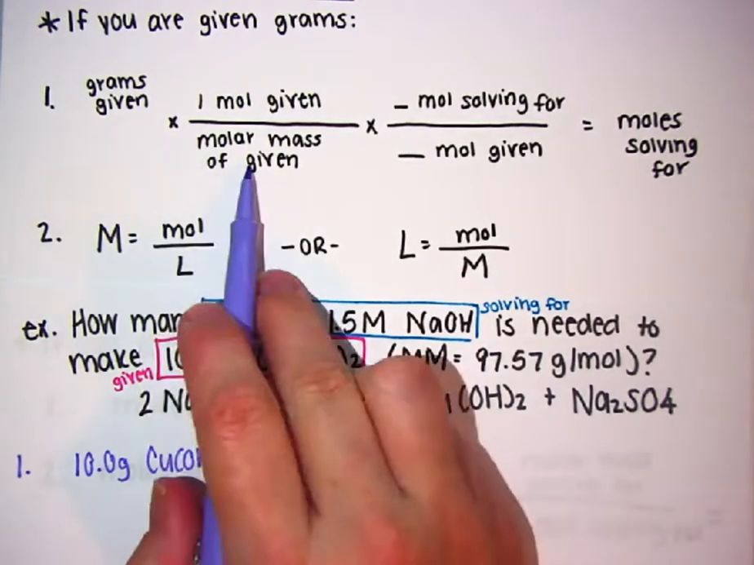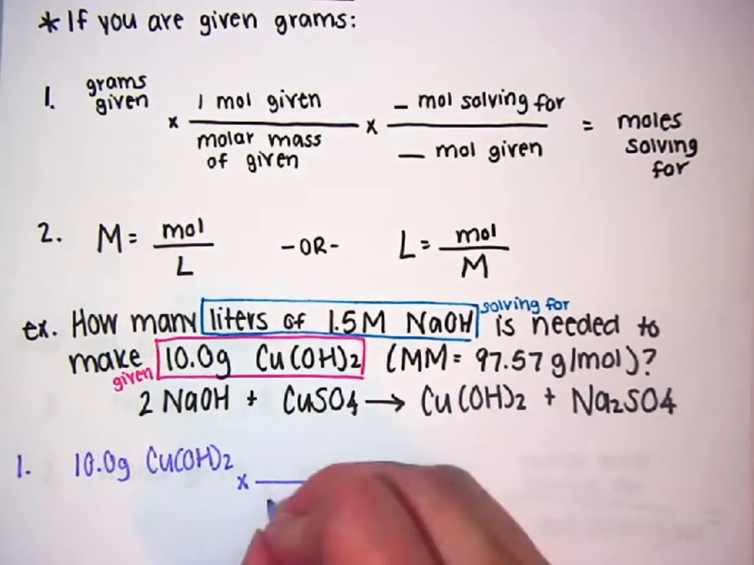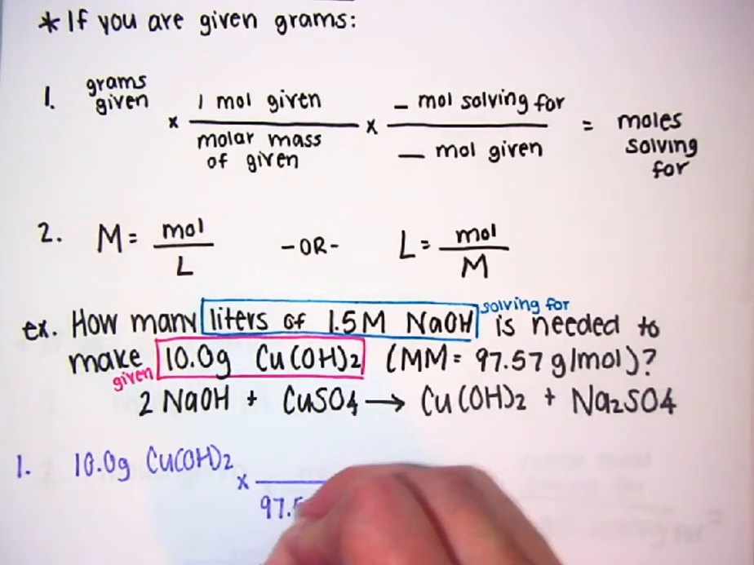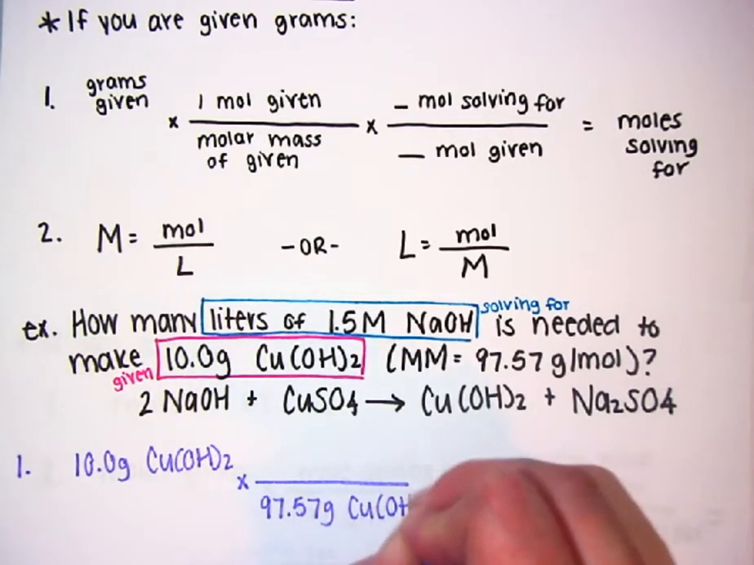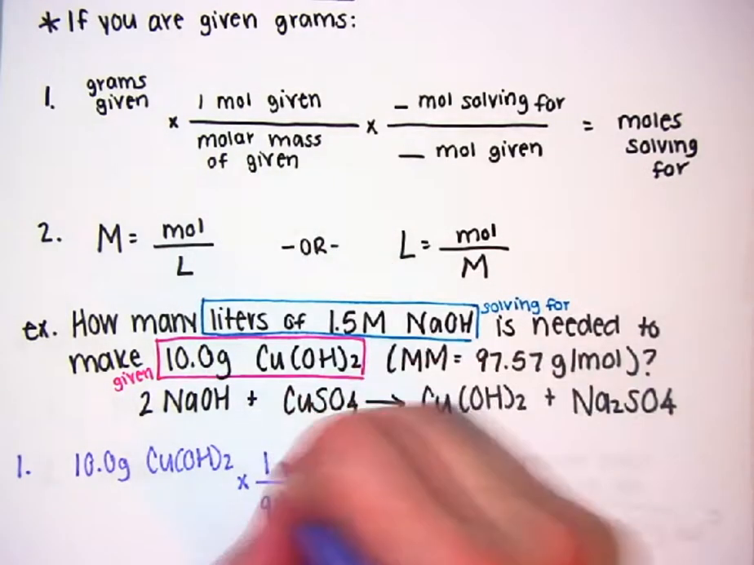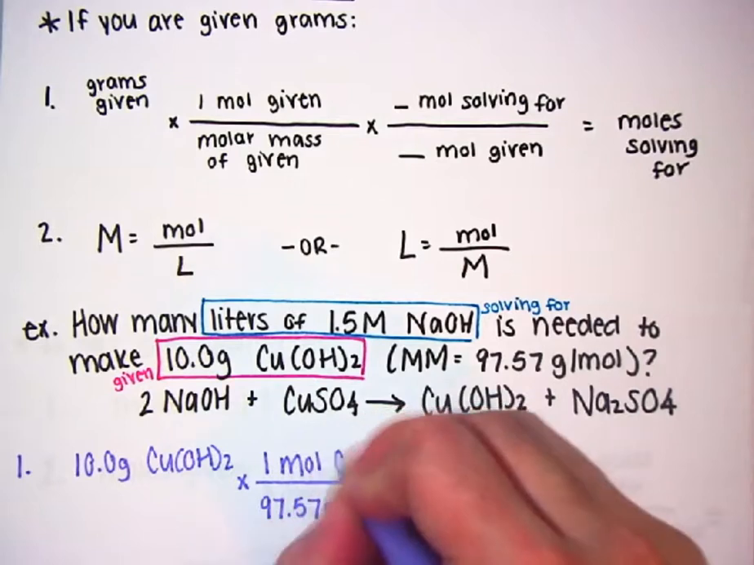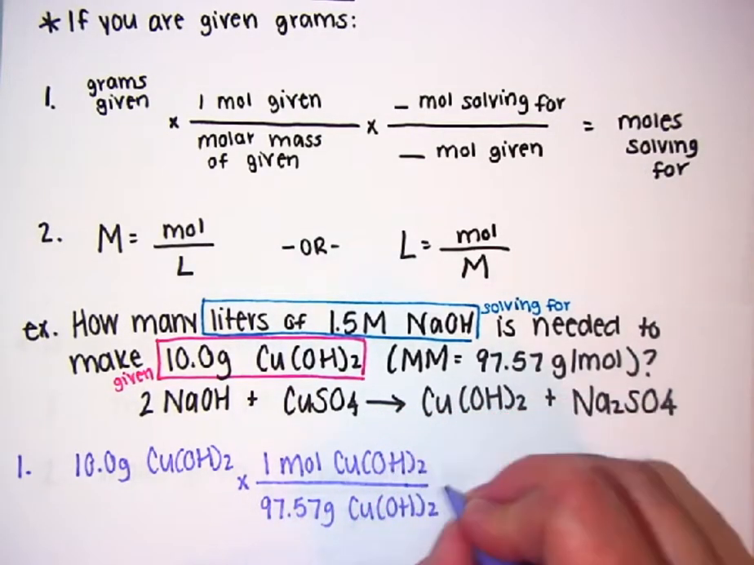Step number 1, molar mass of the given will go in the denominator. My molar mass is 97.57 grams. Molar mass is always equal to 1 mole. By definition, molar mass is the mass in grams per 1 mole of a given substance.